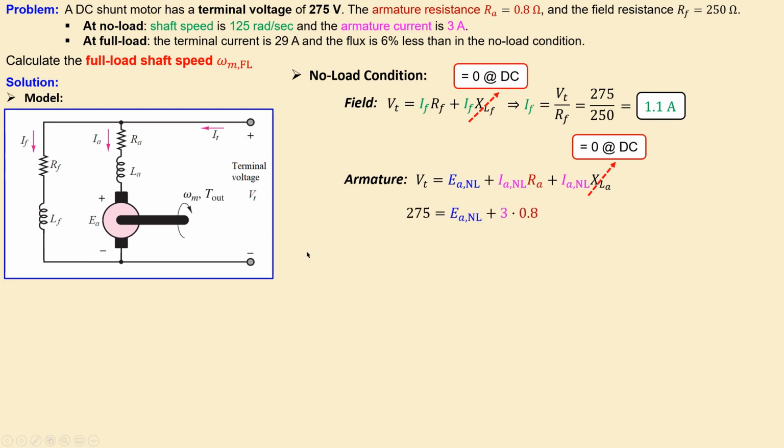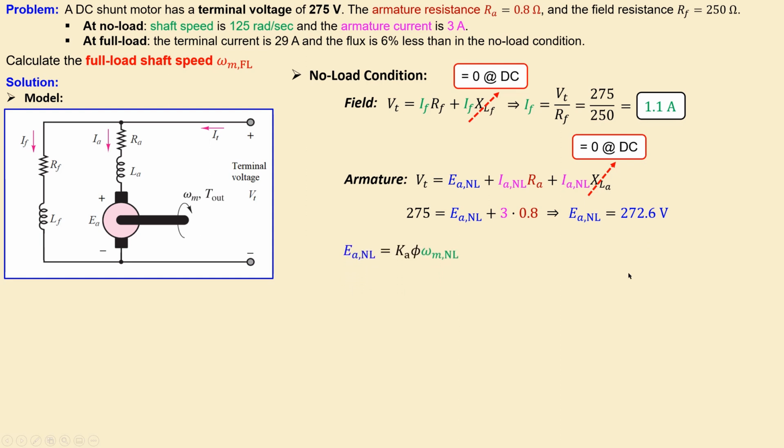So we have this condition, and we can just substitute the values given in this example. We have 275 for our terminal voltage, 3 amperes for our armature current in this no load condition, and 0.8 ohms for our armature resistance. Now if you do the calculations here, you will get for our back EMF voltage for this no load condition 272.6 volts. Okay, this is what we have.